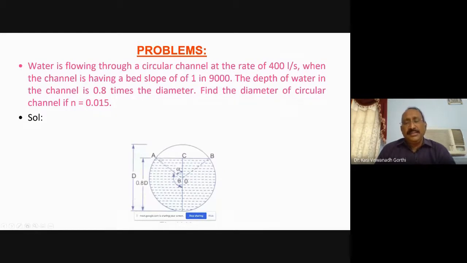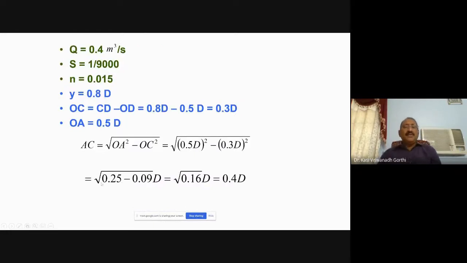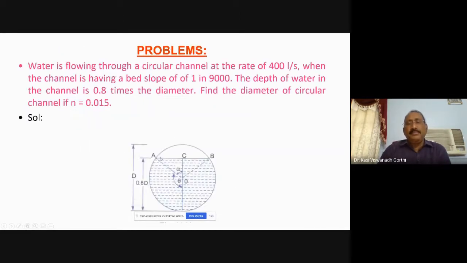You will be able to get AC. How much would be AC when OA is 0.5 D and OC is 0.3 D? Further, the included angle is alpha. AC would be the square root of OA square minus OC square, 0.5 D whole square minus 0.3 D whole square. So AC will be 0.4 D. So 0.3, 0.4, 0.5, as simple as that in the triangle OAC.